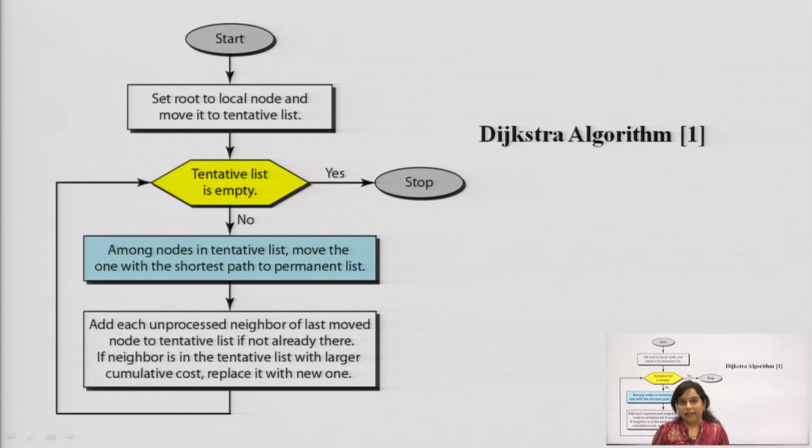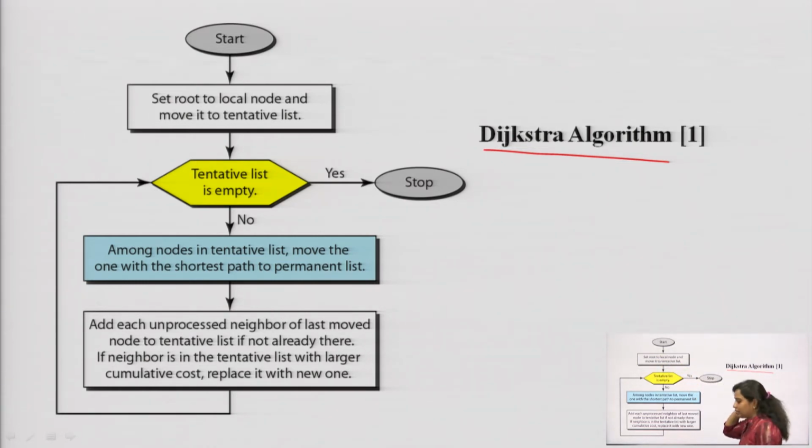Now, next one is a very important topic, that is the Dijkstra's algorithm that has to be considered if I am going to form a particular network. So, this is a very important algorithm. This is the flow chart showing how the particular nodes will be updated in this type of algorithm. The first step is start, set route to local node and move it to the tentative list. So, basically this consists of the information about how the routing tables will be updated, how the information will be updated in this case.